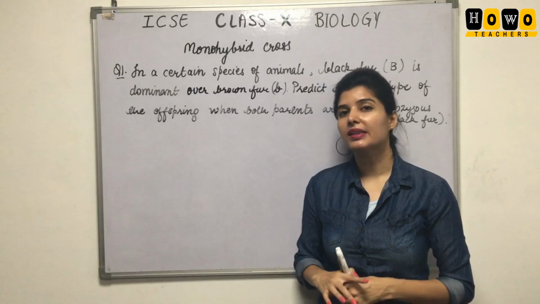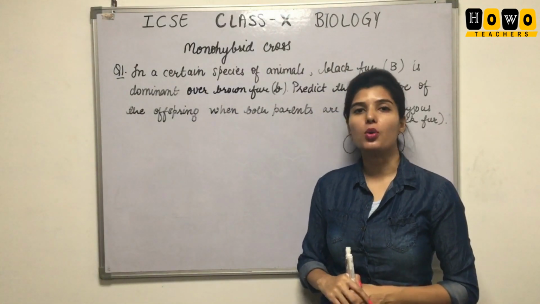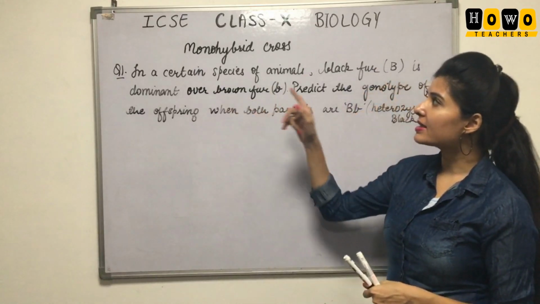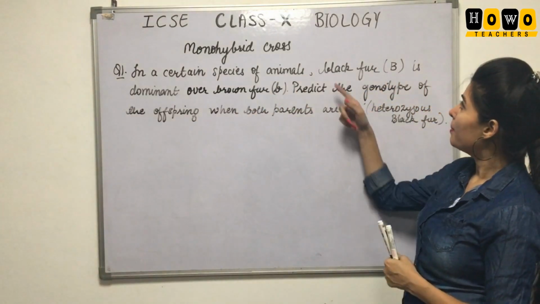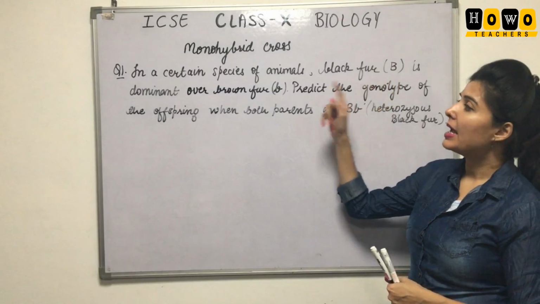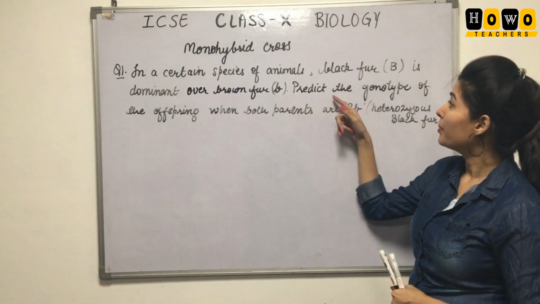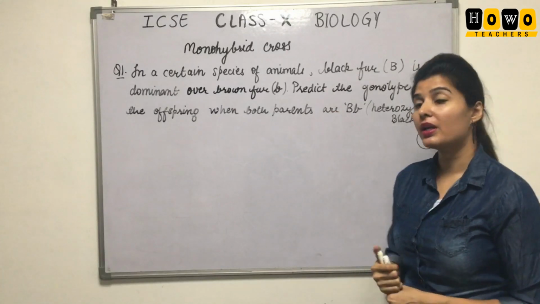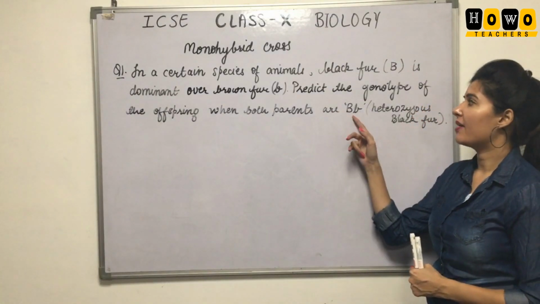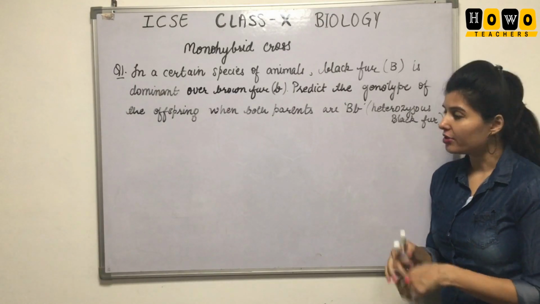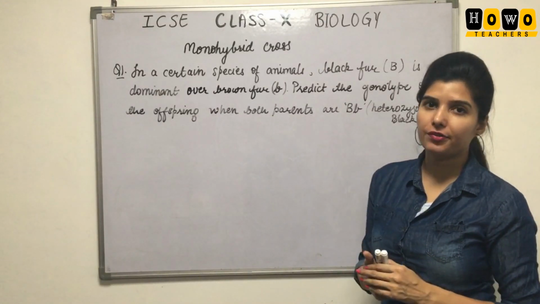So hello students, today we will be solving one monohybrid cross question. So let us see what it is. In a certain species of animals, black fur, capital B, is dominant over brown fur, small b. Predict the genotype of the offspring when both the parents are having heterozygous black fur as the genotype. So let us see how to solve such kind of question.